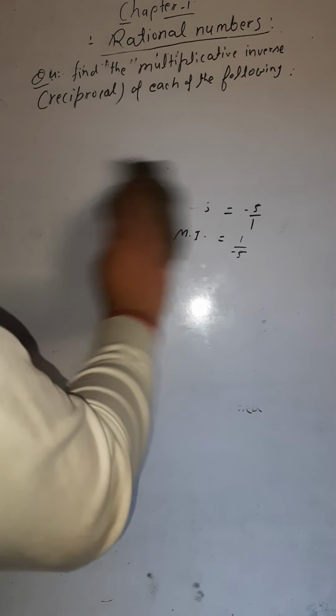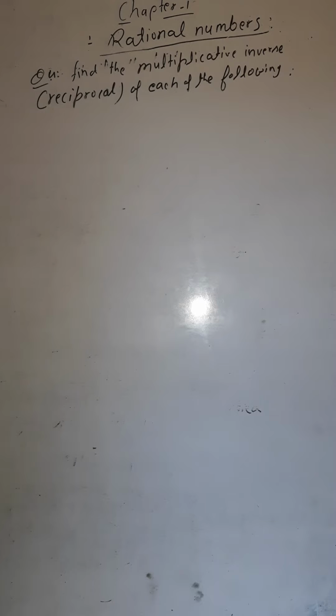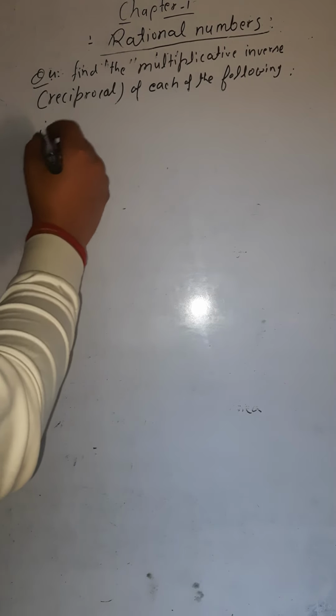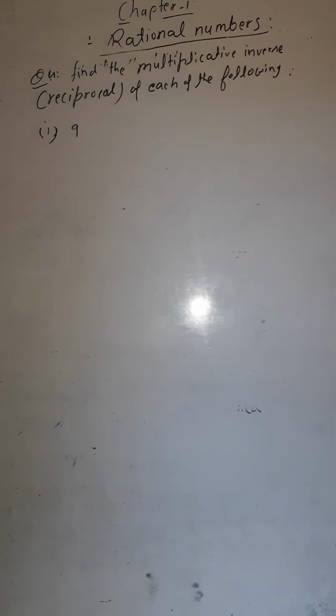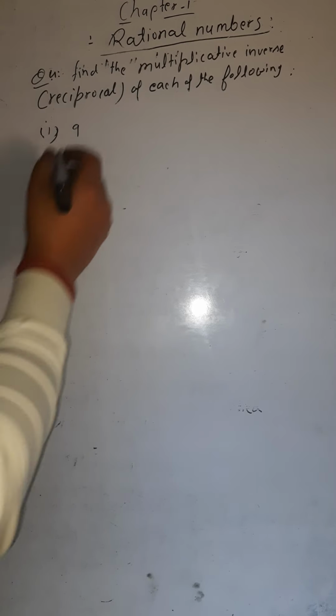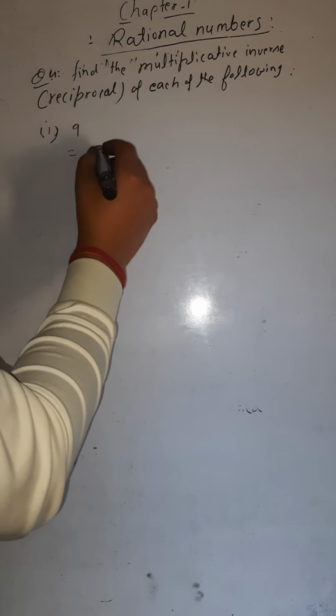So this is how we would find the multiplicative inverse. Let me write some questions here for which you have to find the multiplicative inverse. Question number 1 is 9. So you have to find the multiplicative inverse of 9 first. How would you find it? 9 you can write as 9 by 1.